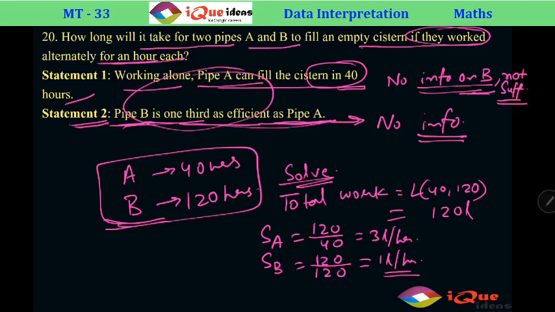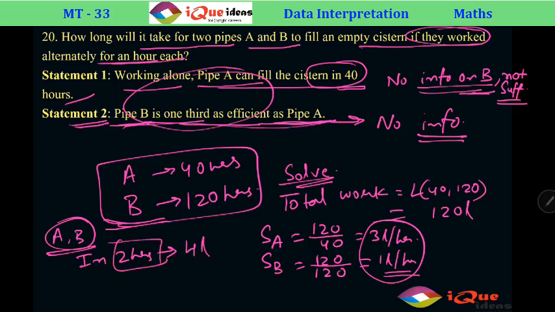Now they're working on alternate hours. That means if hour A works, the other hour B has to work, or vice versa. But in any case, in 2 hours, what is the quantity of water that they'll be able to fill? 3 liters plus 1 liter, that is 4 liters. So every 2 hours, they will be able to fill 4 liters, right?